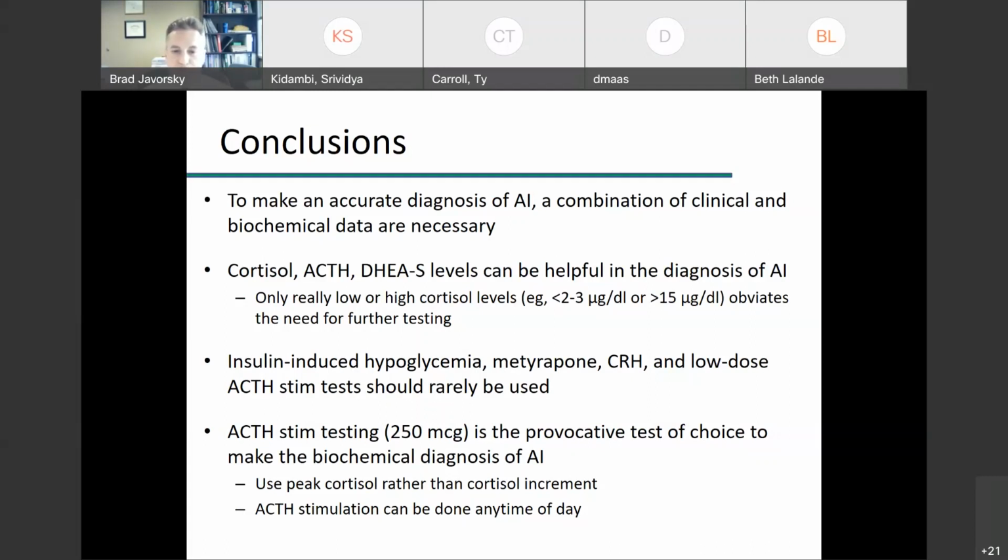Insulin-induced hypoglycemia, the metyrapone test, the CRH test, and the low-dose ACTH stimulation test should rarely be used. And the ACTH stimulation test, high dose, 250 micrograms, is the provocative test of choice to make the biochemical diagnosis of adrenal insufficiency. The peak cortisol should be used rather than the cortisol increment. ACTH stimulation testing can be done any time of the day.